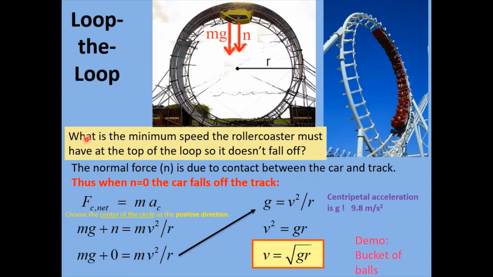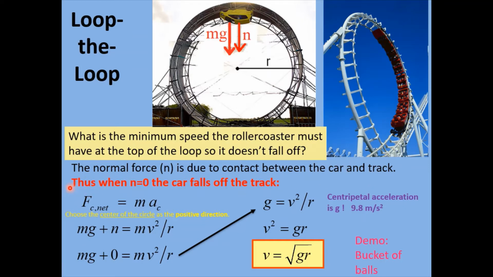So the question is, what is the minimum speed the roller coaster must have at the top of the loop so it doesn't fall off? In order for you to be safely touching and in contact with the track, there needs to be a normal force present. The normal force is due to contact between the roller coaster car and the track.